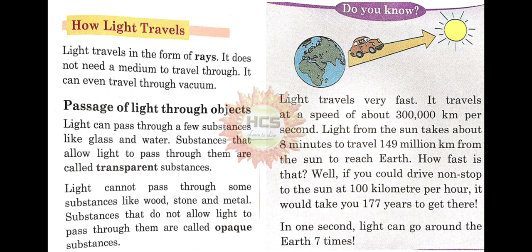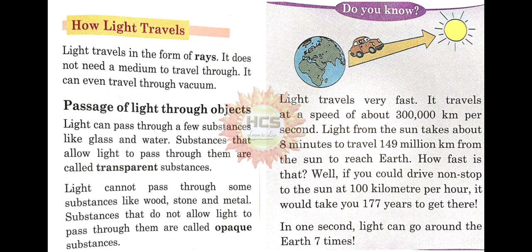Do you know that light travels extremely fast? It travels at a speed of 300,000 km per second. Do you know what is the speed of light? The speed of light is 300,000 km per second.